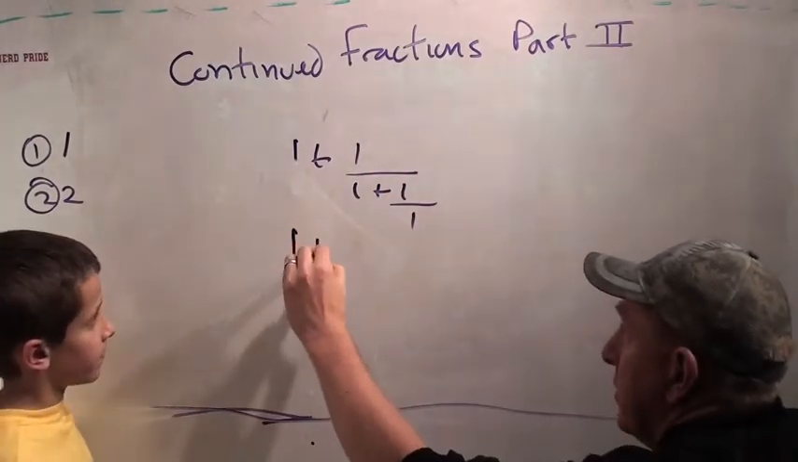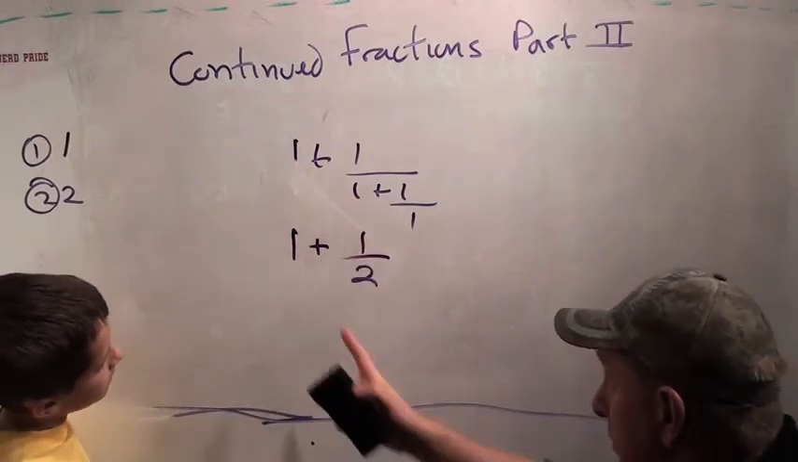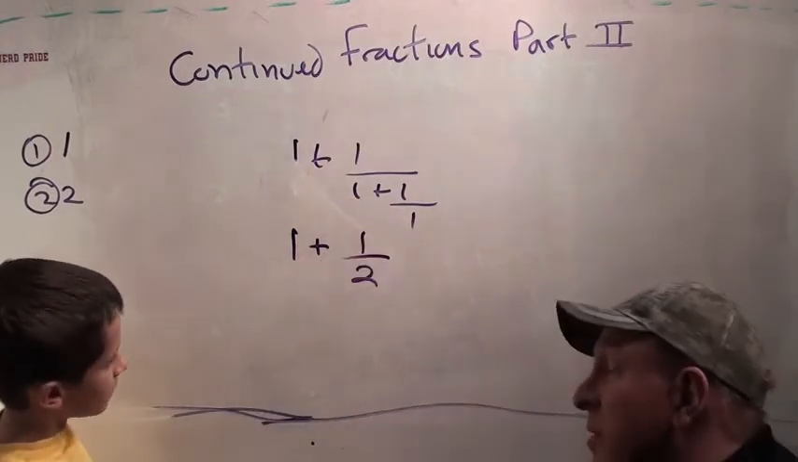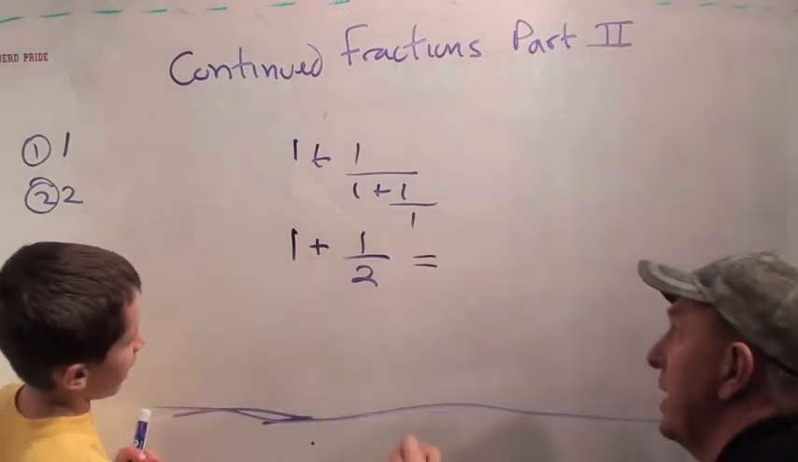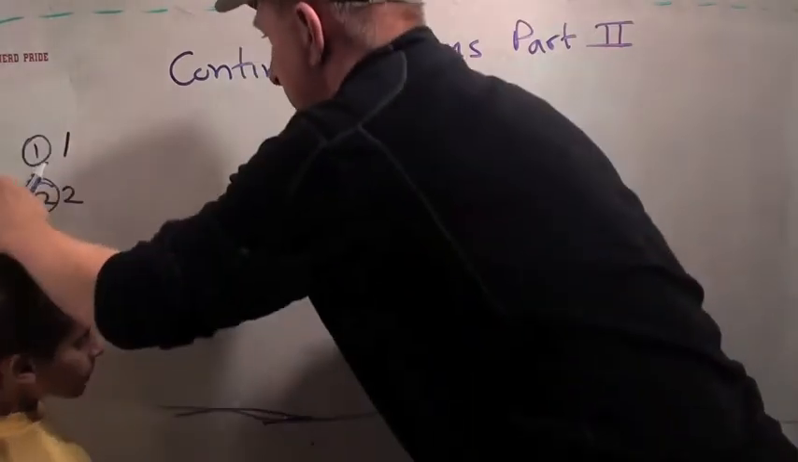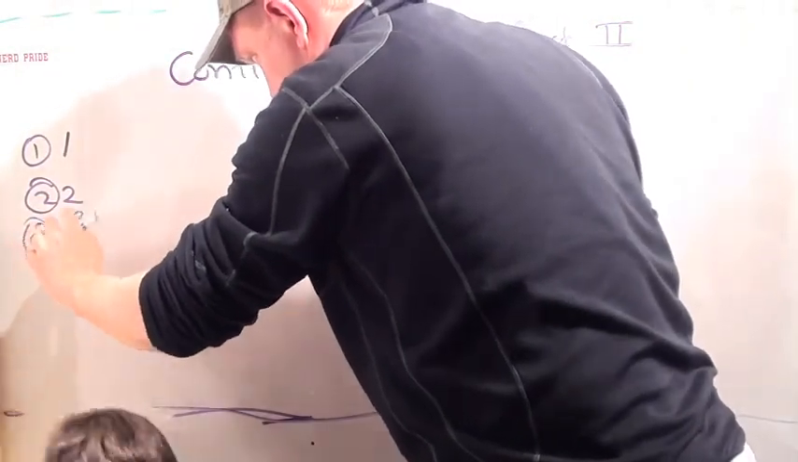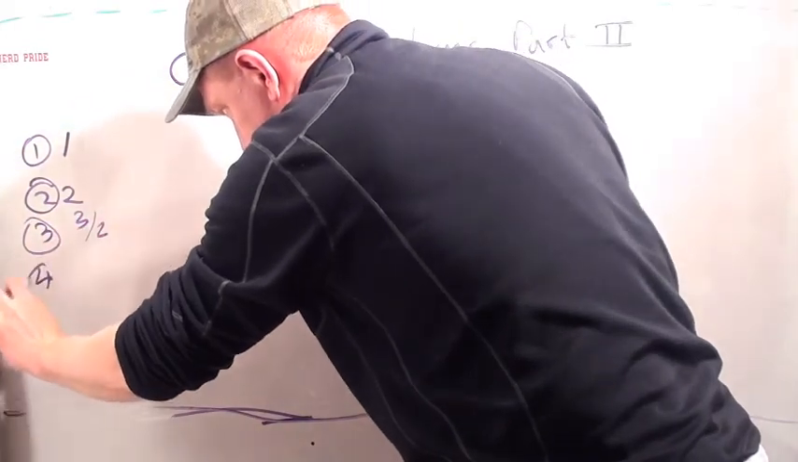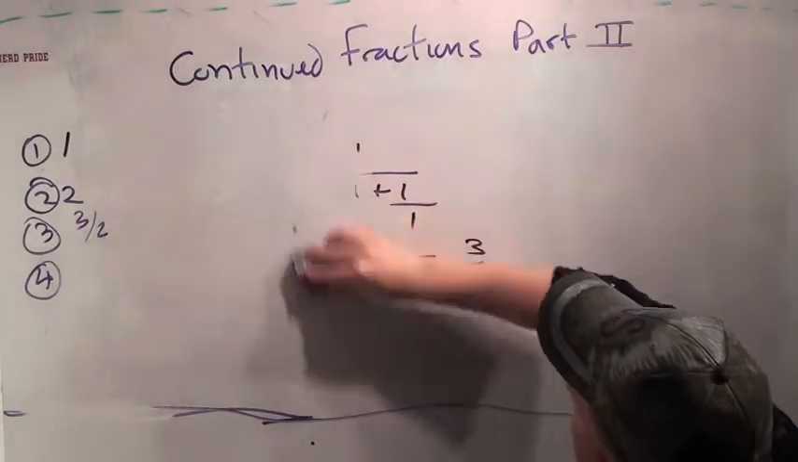1 plus 1, so 1 plus 1 over 2. Right? 1 plus 1 on the bottom. And what is 1 plus 1 half? 1 and 1 half, which we can write as 3 halves. So good, number 3 is 3 halves. Sorry we don't have more places to write. So we get 1, 2, then we get 3 halves.